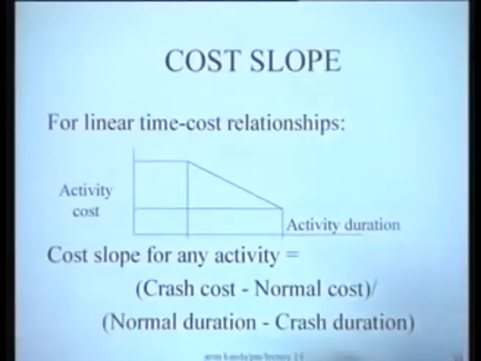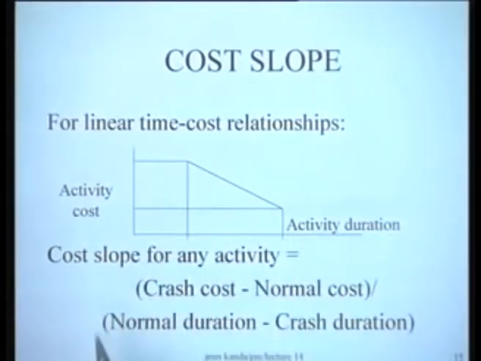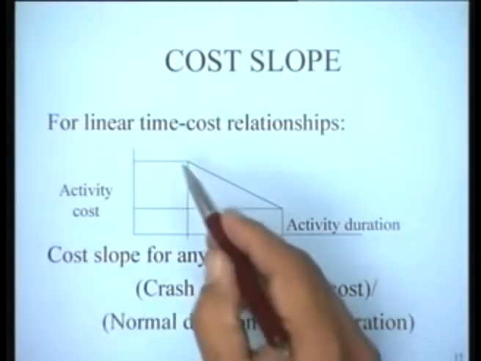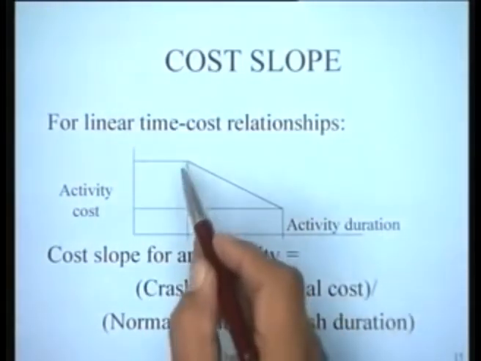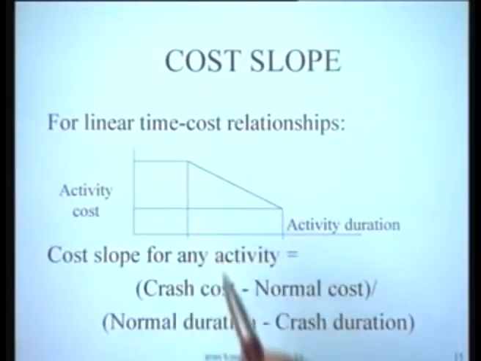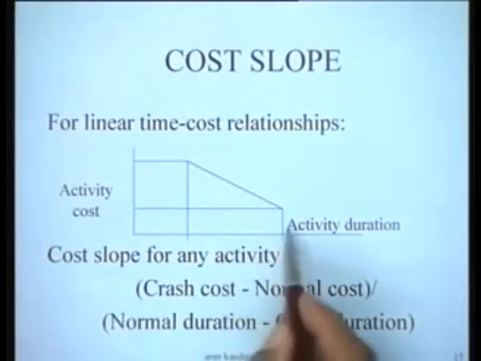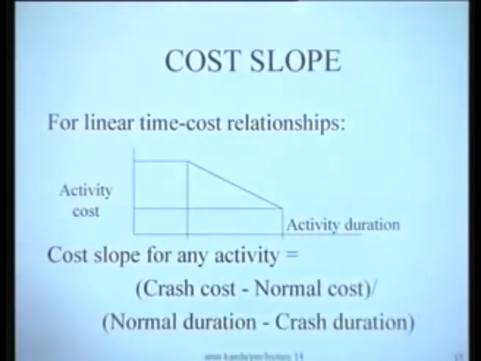For giving the data, we'd just like to specify how the cost slope is computed. For linear time cost trade-offs, obviously you have the activity cost and the activity time on this side. So cost slope for any activity is nothing but the crash cost, it's actually this upon this, right? So it is the crash cost minus the normal cost, which is this distance, divided by the normal duration minus the crash duration. It's as simple as that.